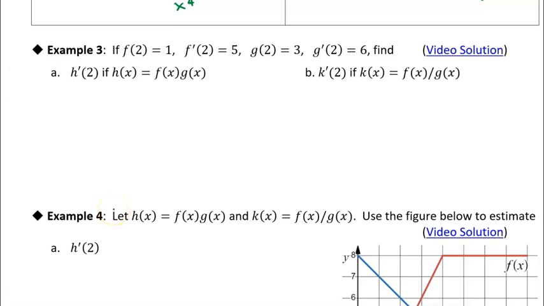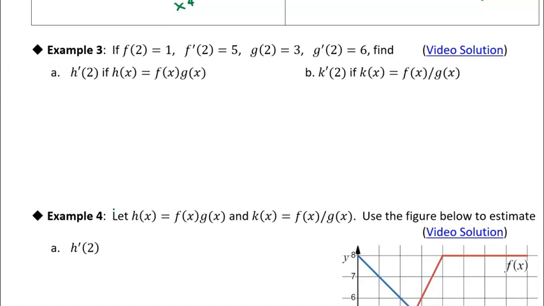All right, in this example, we're just given these functions f and g. We're given the value of a couple of points, a point on f and a point on g. And we're also given the derivatives at a couple of points of f and g. And part A is asking us to find h prime of 2 if h of x is this product of f of x times g of x.